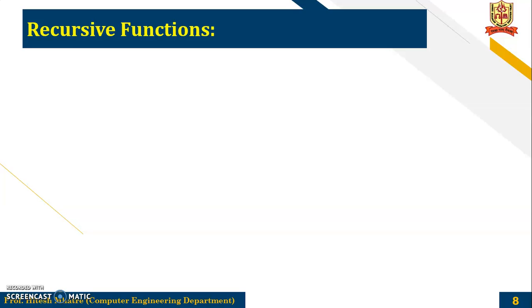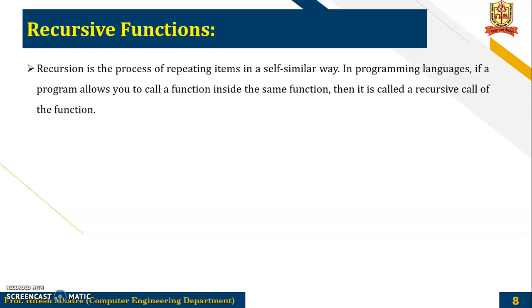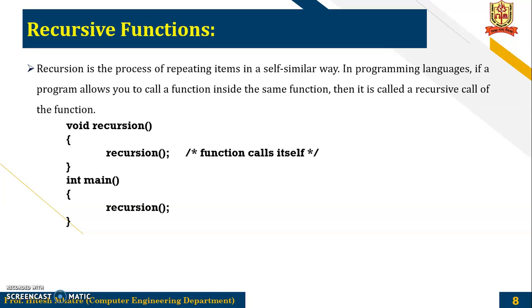Then one of the most important features of using functions is the recursive function. Recursion is the process of repeating items in a self-similar way. In a programming language, if a program allows you to call a function inside the same function, then it is called a recursive call of a function. It means calling the same function inside the particular function.